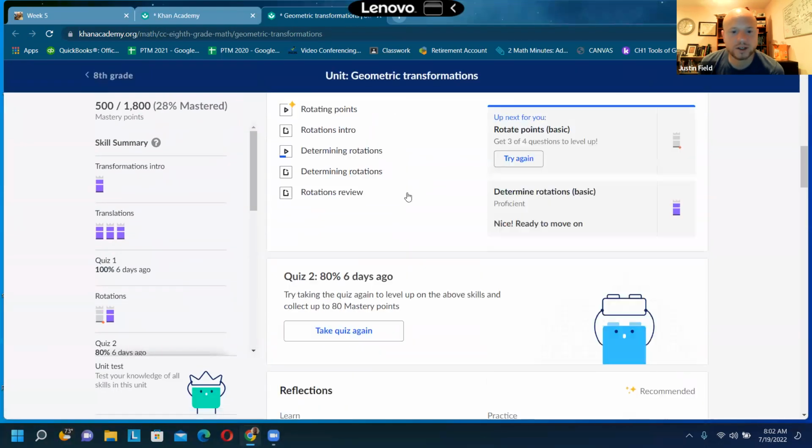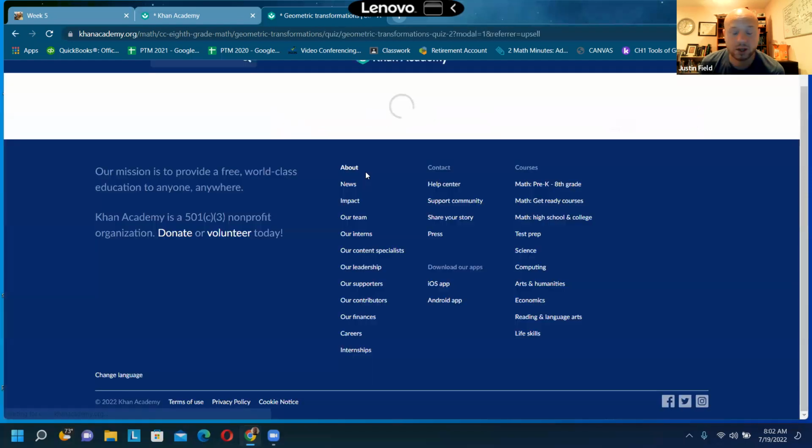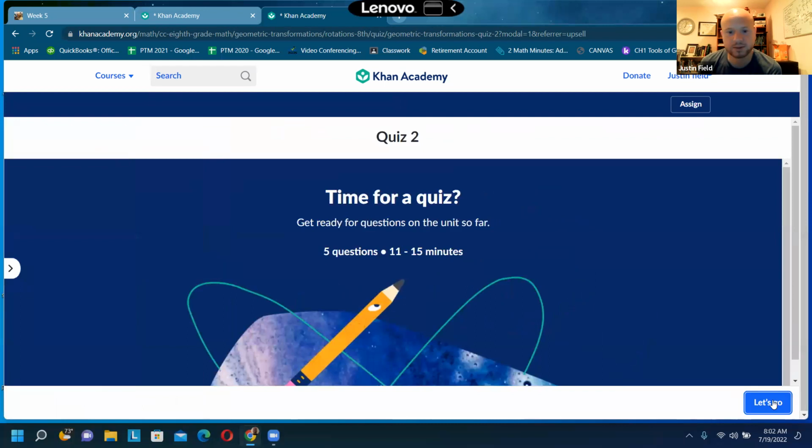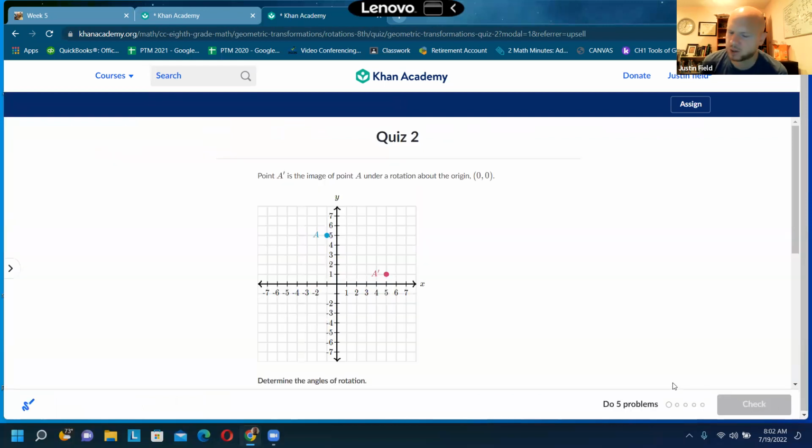Let's do quiz 2. And this is going to include rotations. 15 minutes. We'll see about that. All right. So now we're talking about rotation. So we're turning around a center. So we got our pre-image and the image, and they're all going around a center of rotation. So let's write that down. Some rotation information.